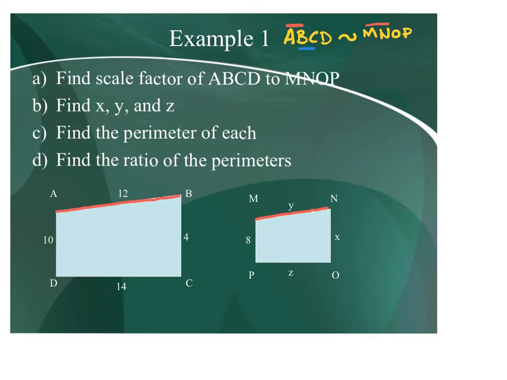And BC will match up with NO. Here's BC matching up with NO. And then we've got CD matching up with OP. Here's CD with OP. And then our last combination was AD and MP. Well, they told us these are similar, so I know that all the angles are the same. But the sides are proportional.